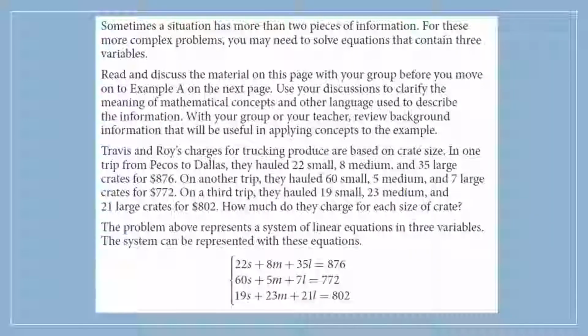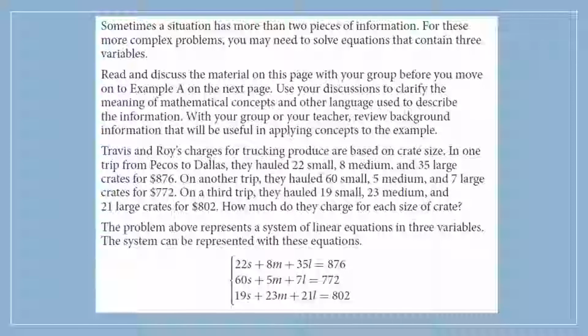Sometimes a situation has more than two pieces of information. For these more complex problems, you may need to solve equations that contain three variables. Read and discuss the material on this page with your group. That's me. I'm your group. Before you move on to example A on the next page, we're going to clarify the meaning of some mathematical concepts and other language used to describe the information. We want to just make sure we're coming at this with enough background, okay?